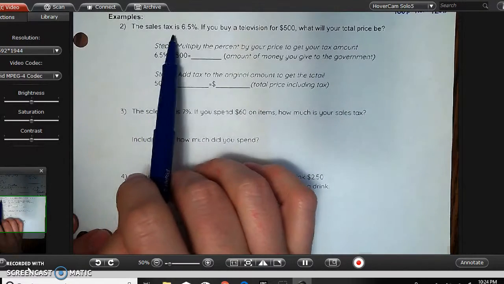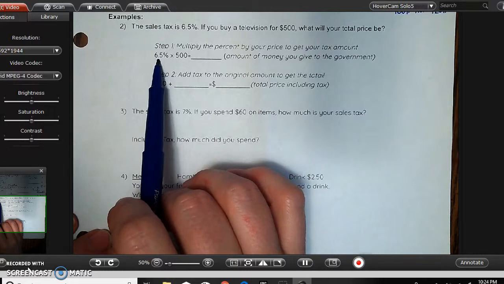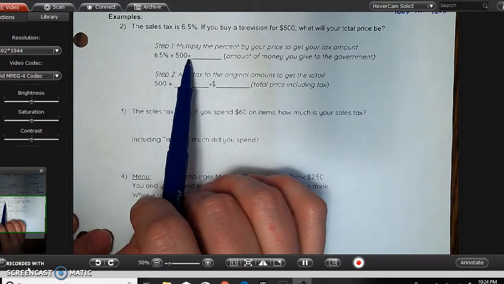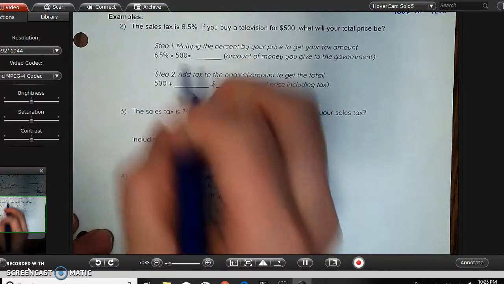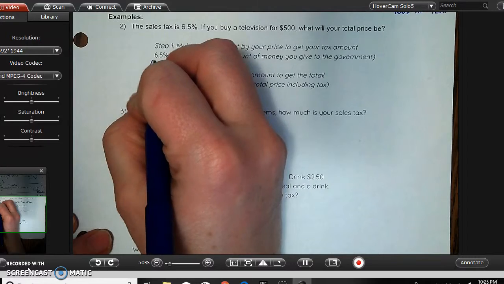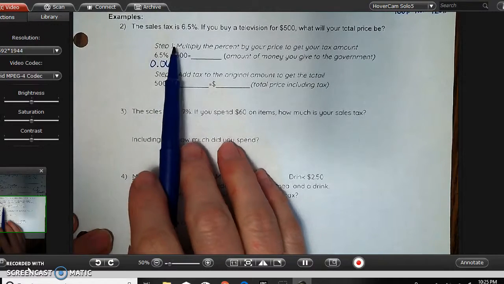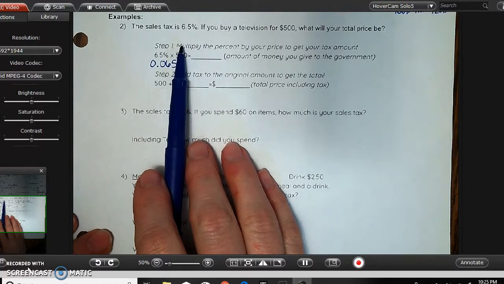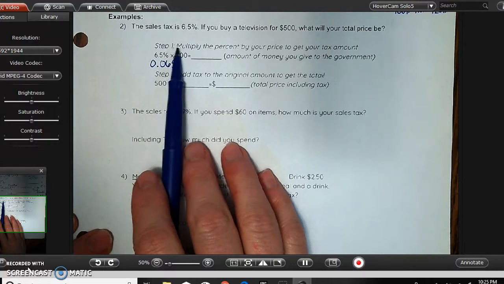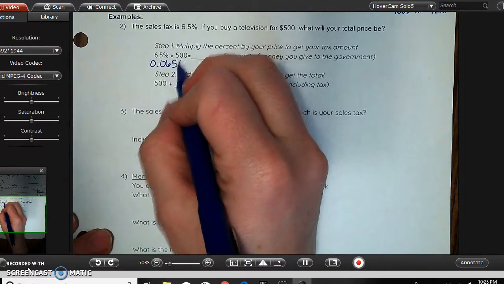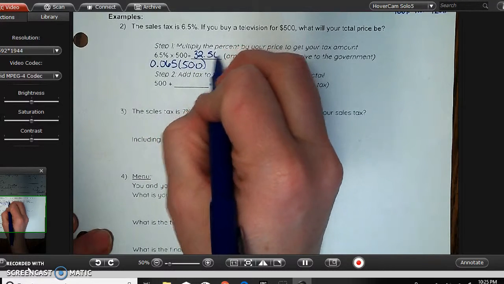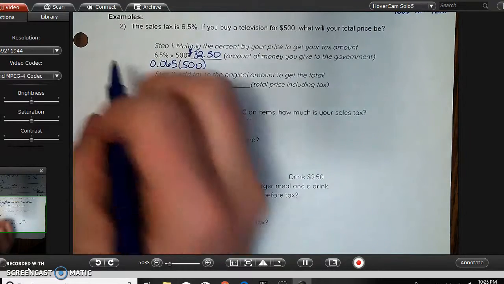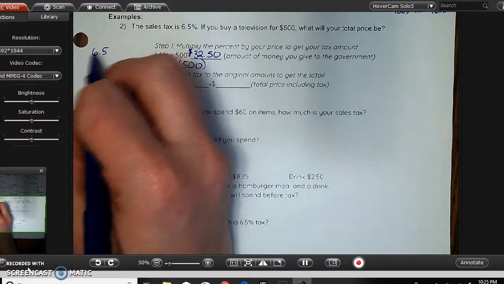The sales tax is 6.5%. So 6.5% of 500 tells me I'm going to multiply times 500. I have to turn that 6.5% either into a fraction or into a decimal. So if you feel comfortable turning it into a decimal, it's kind of a funky looking decimal. I've got 6%, and then I've got another half of a percent. So 6% and then another half of that percent times 500, which gives me $32.50. If I had done it in the fraction form, I would have gotten 6.5 over 100.